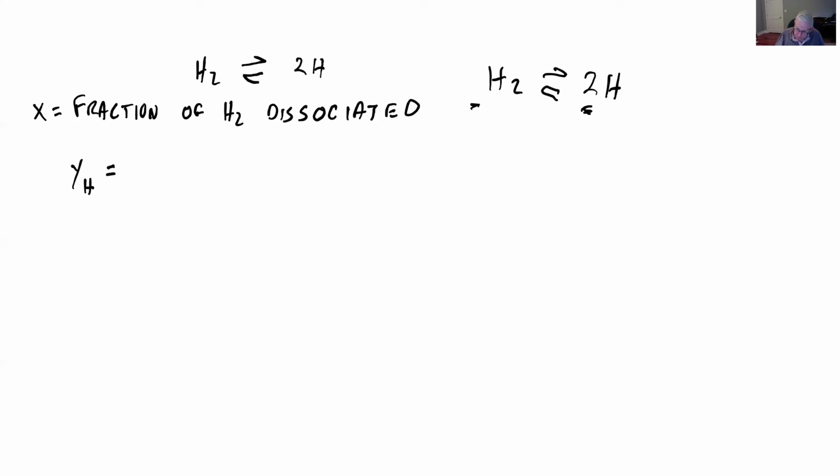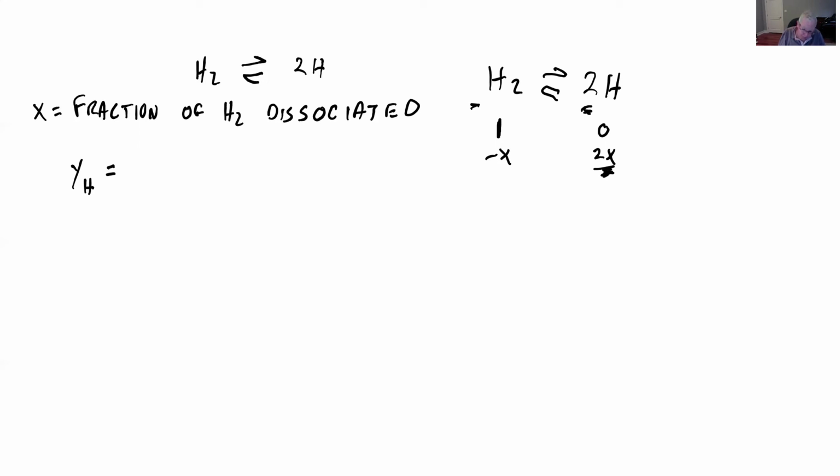Suppose I start off and pretend I'm doing an ice table for an equilibrium problem, right? If I started with 1 and I lost X of it, then over here, if I started with 0, I'm going to gain 2X. Right. And so whatever happens there, I'm going to get more moles when I'm over here.